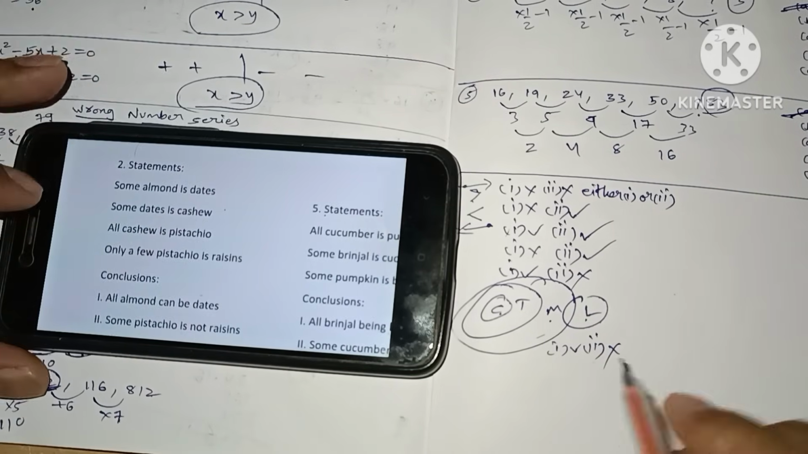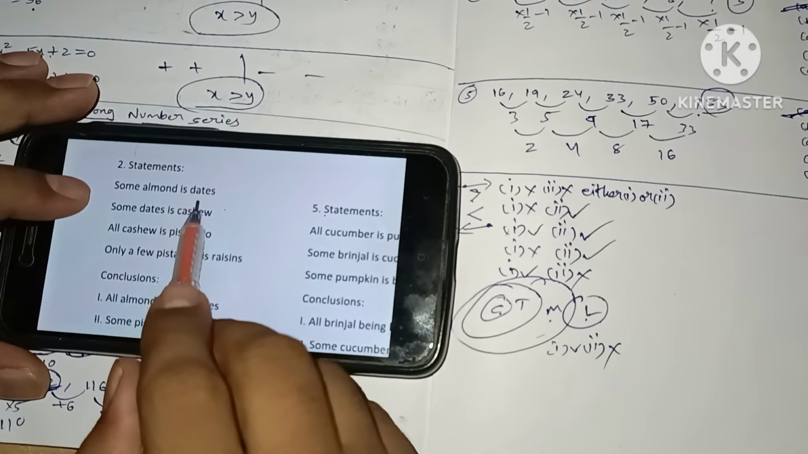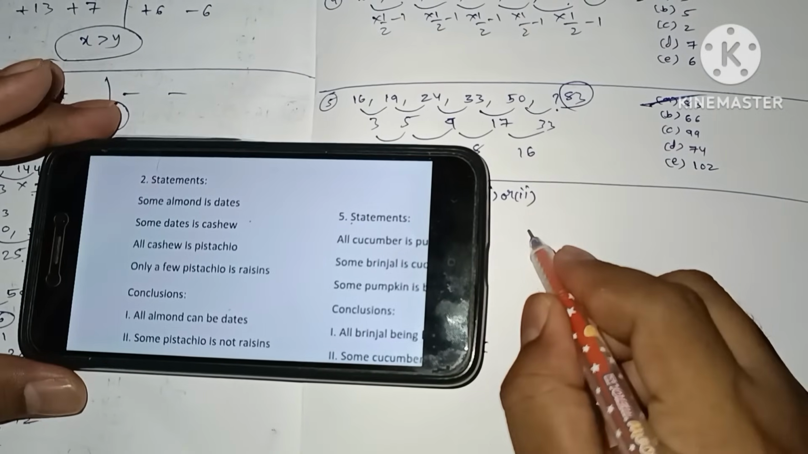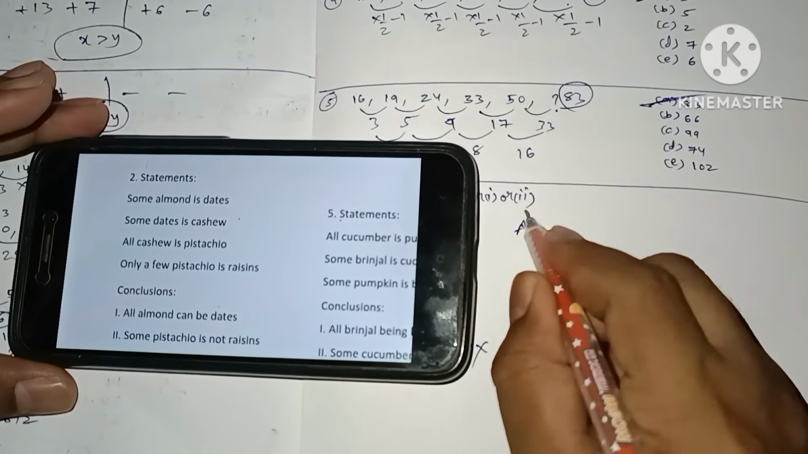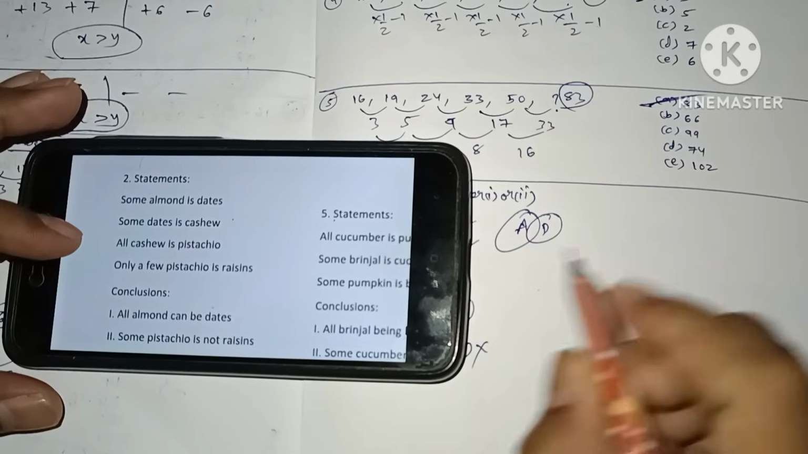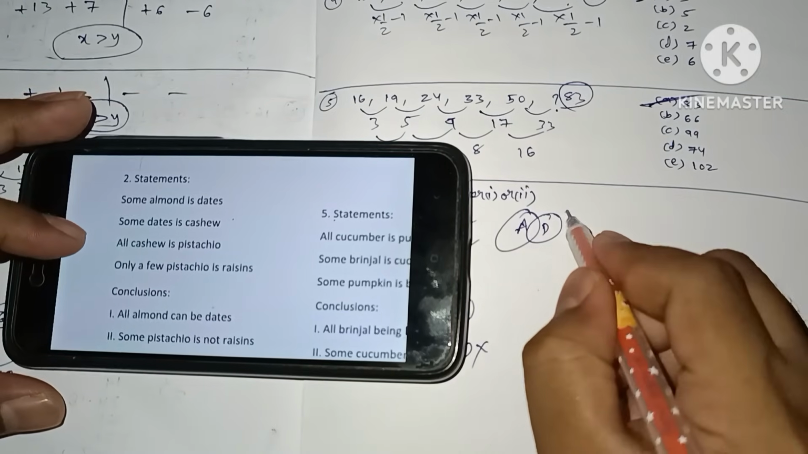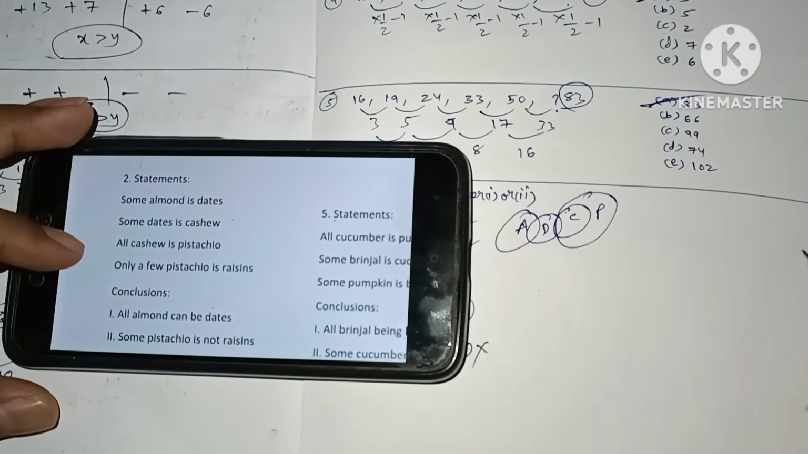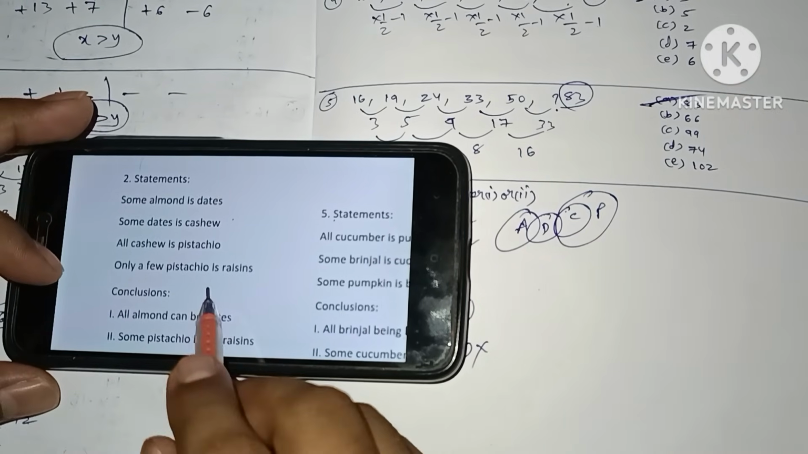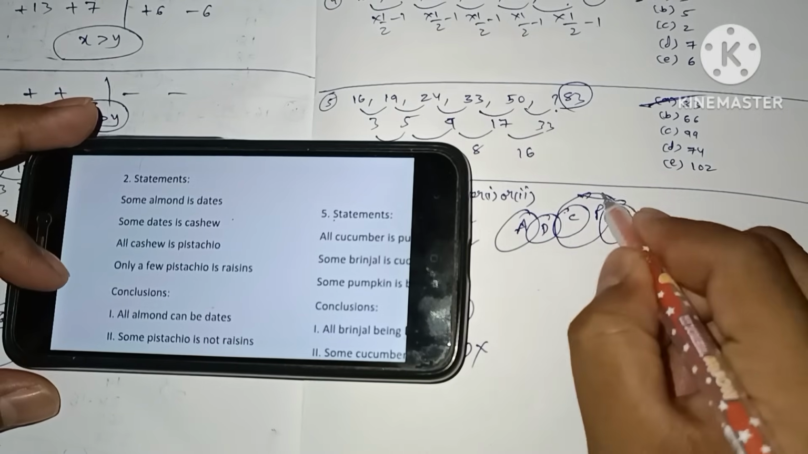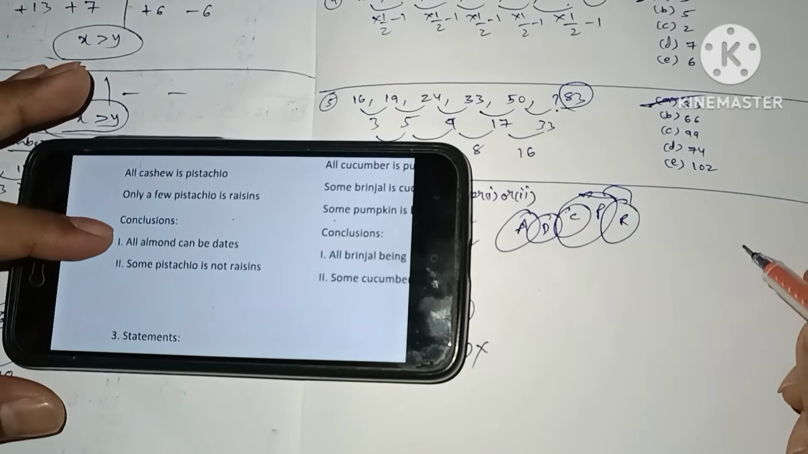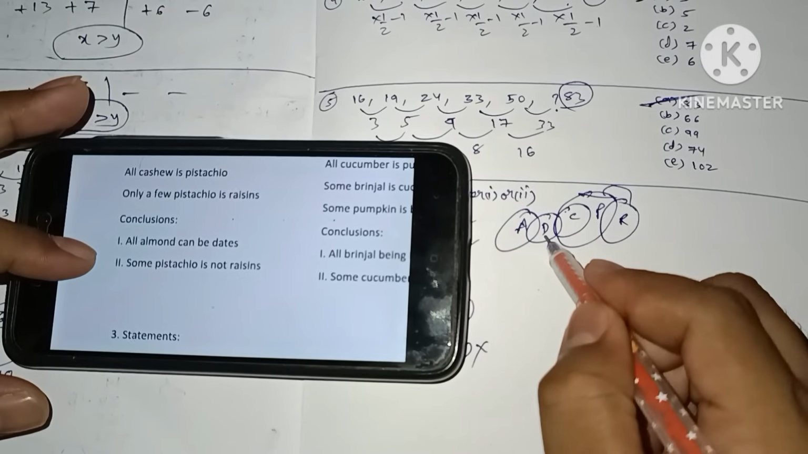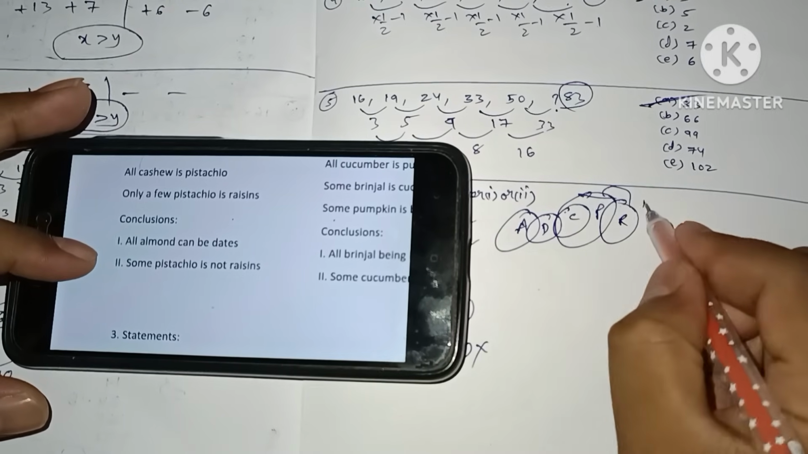Next, second question. Some almonds is dates. Some dates is cashew. All cashew is pistachio. Only a few pistachio is resins. Let's see the conclusions. All almonds can be dates. All almonds can be placed inside dates. Is it possible? Yes, it is possible. So the first conclusion is true.